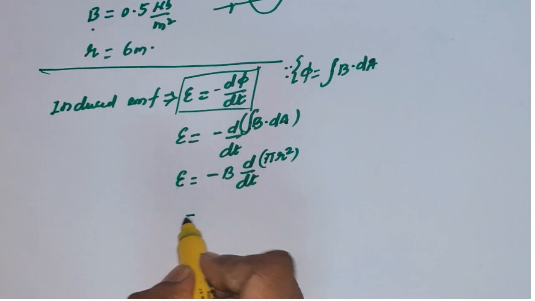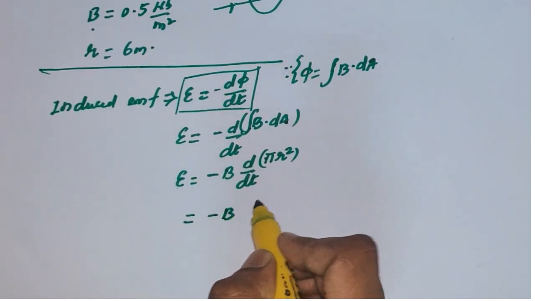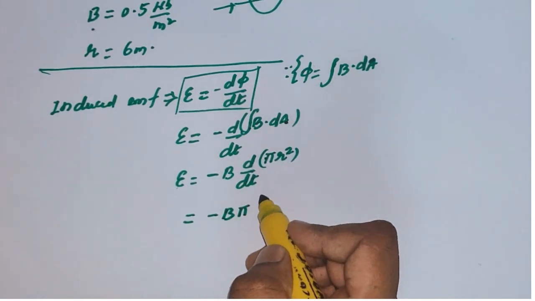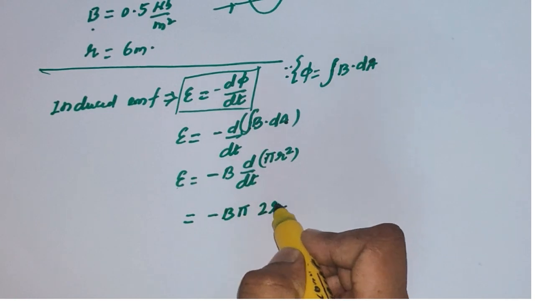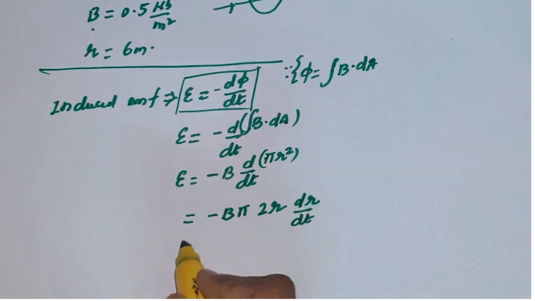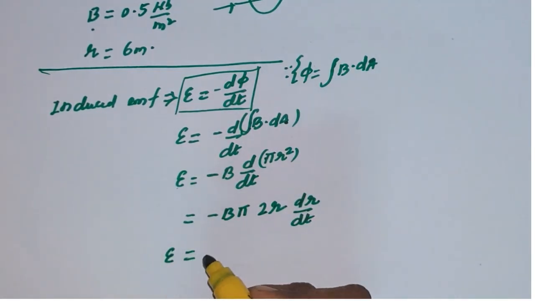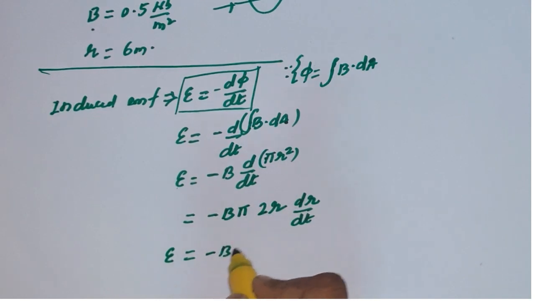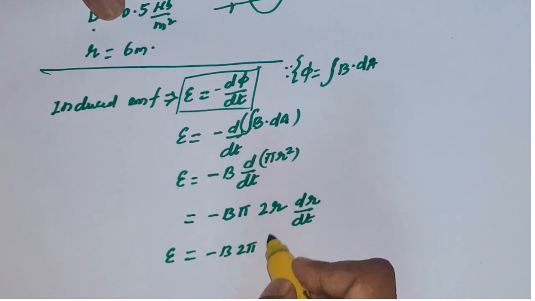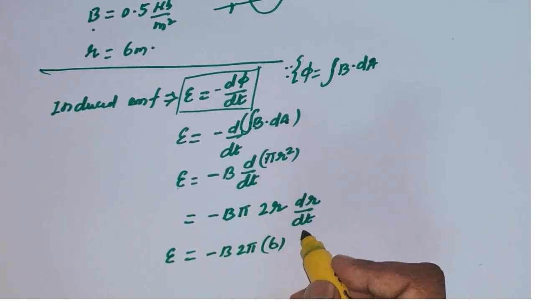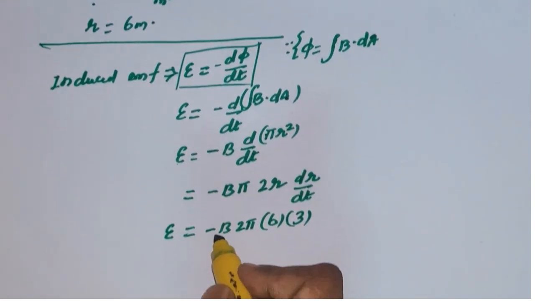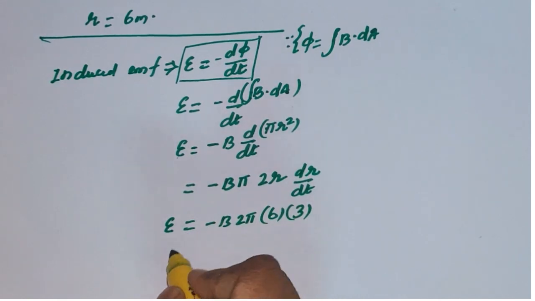Now the induced EMF is equal to minus B times pi, which is also constant, times d by dt of r square, because our radius keeps on changing. You have to differentiate r square, which gives 2r dr by dt. So the induced EMF is equal to minus B times 2 pi r dr by dt, with r equal to 6 meter, dr by dt equal to 3 meter per second, and B equal to 0.5 Weber per meter square.